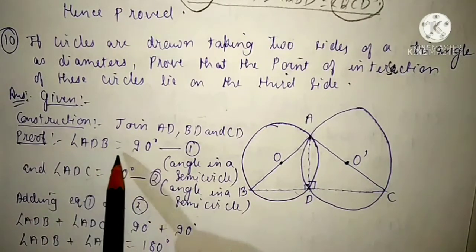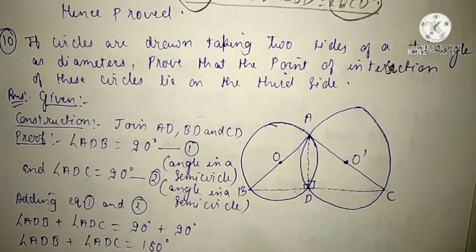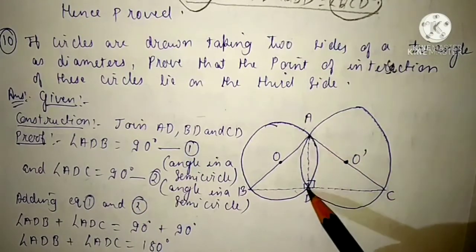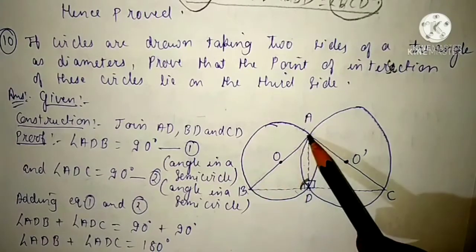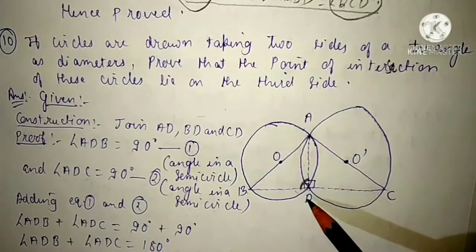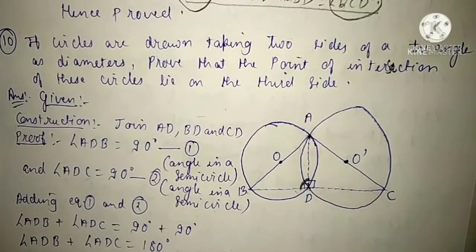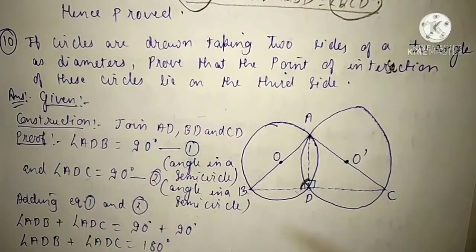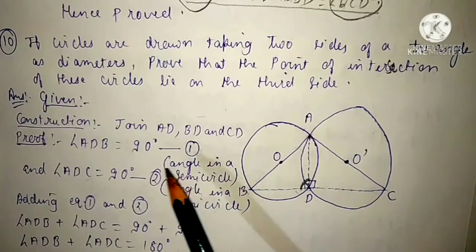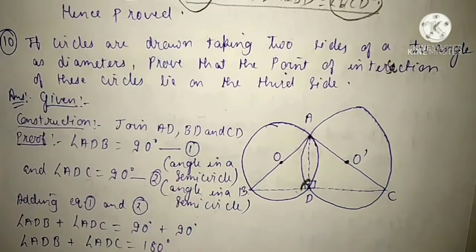Angle ADB is equal to 90 degrees, angle in a semicircle. Angle ADB, this angle, is equal to 90 degrees. See, this is a diameter, that means this is a semicircle. So angle in a semicircle is a right angle. So we can say angle ADB is equal to 90 degrees. Reason, angle in a semicircle. Name this as equation number 1.